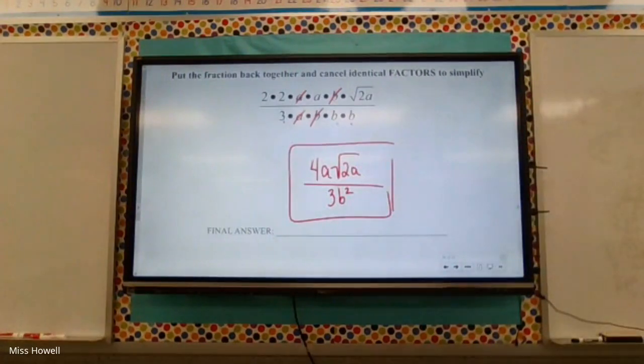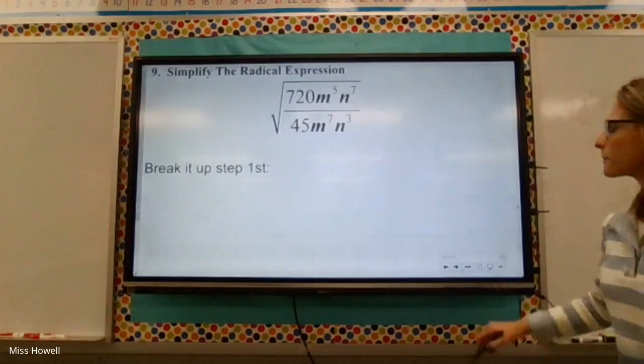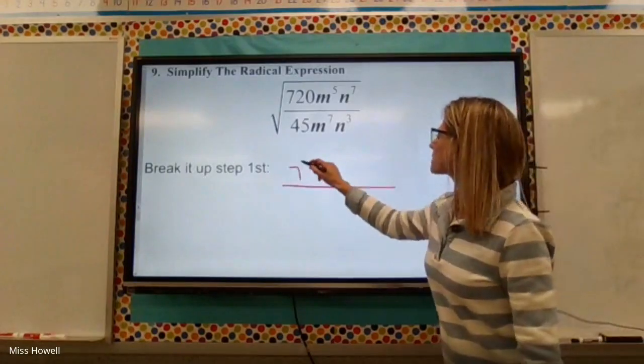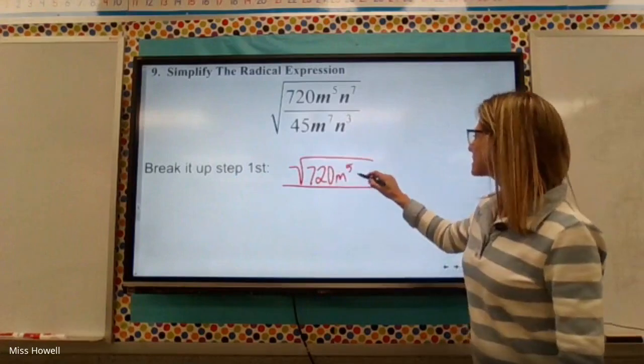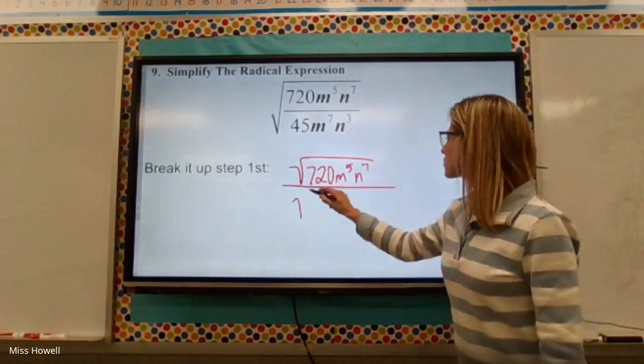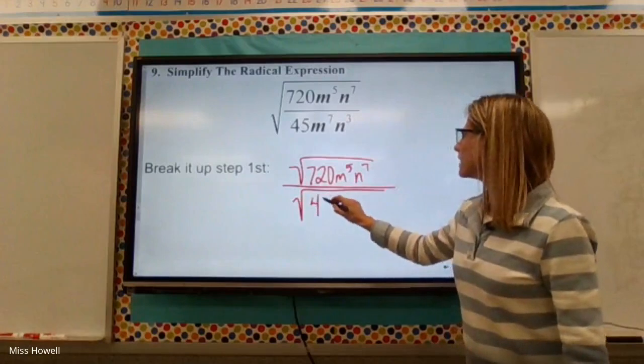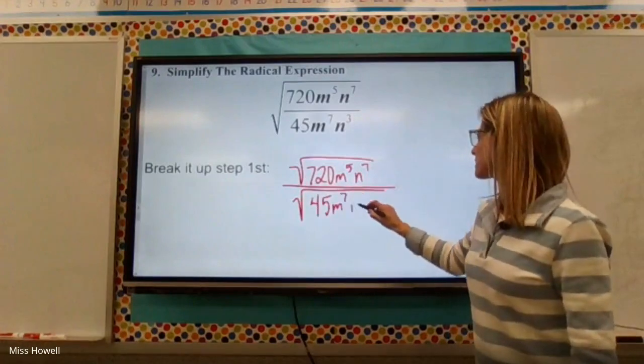All right, last one, because I know these ones are a little bit trickier. We're going to break it up into 2 separate problems. Square root of 720 n to the 5th, n to the 7th, all over square root of 45 n to the 7th, n to the 3rd.